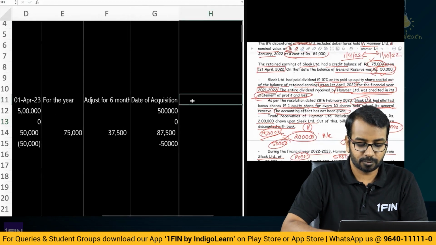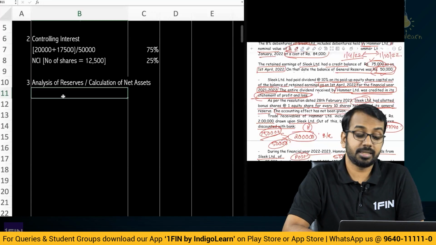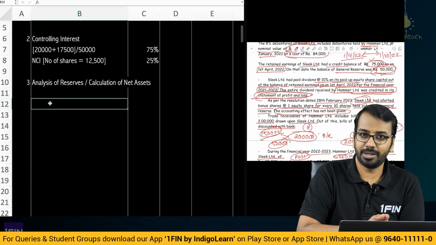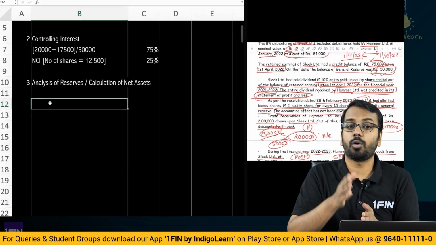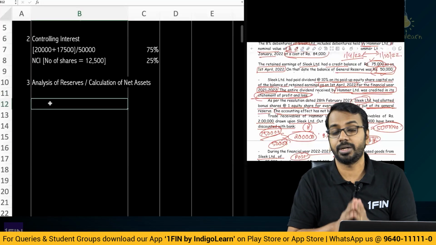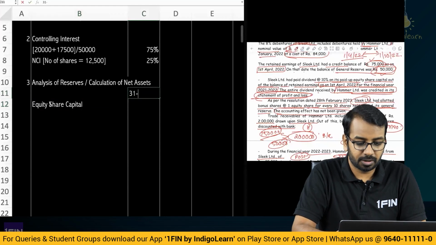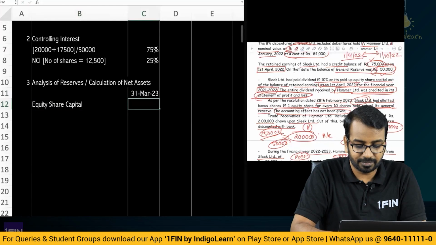Now, if I have to see what is my post acquisition. Now, coming to analysis of reserves, please understand that they have given us information on 1st of April, they have given us information on 31st of March. We need to find out what is the balance as on 1st of October, that is the date of acquisition. So, coming to equity share capital, we have the number on 31st of March of 23. That number what they have given is 5 lakhs.